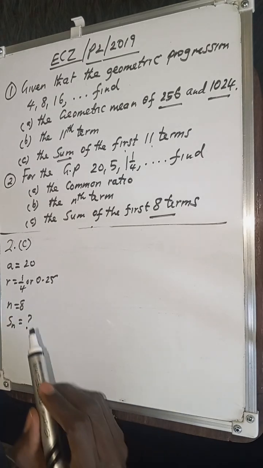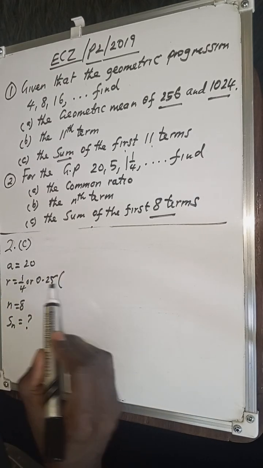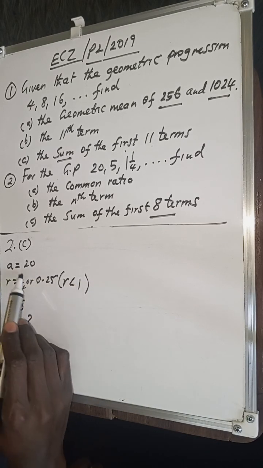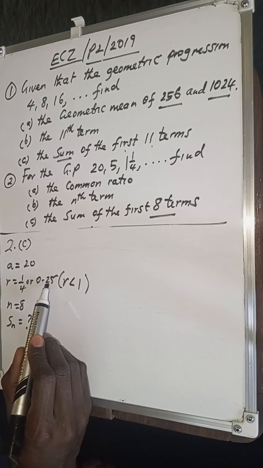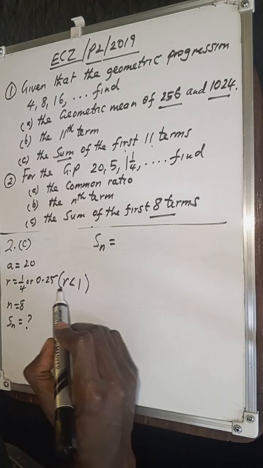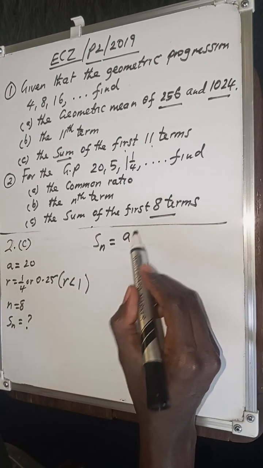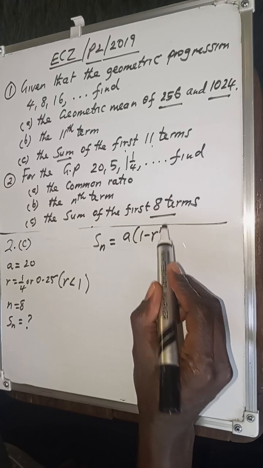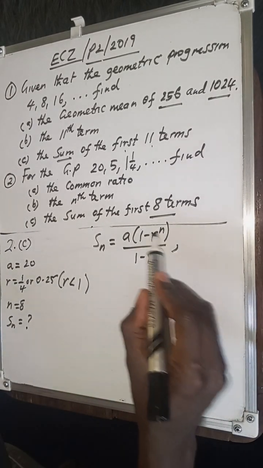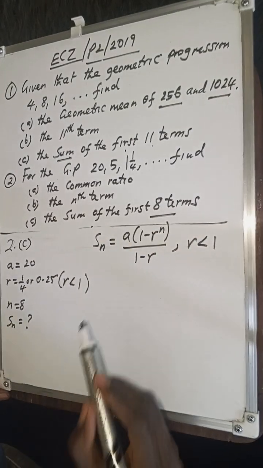Now, which formula am I going to apply? Well, when you look at this one, your common ratio is actually less than 1, because you can see when you change it to the decimal, it is 0.25. So it's less than 1. So the formula that you apply when the common ratio is less than 1 is a times 1 minus r raised to the power n, over 1 minus r. We apply this one when our common ratio is less than 1. And this is what we are going to do there.